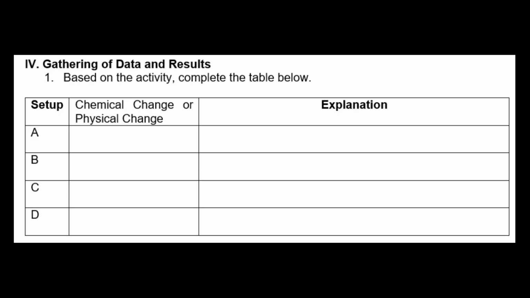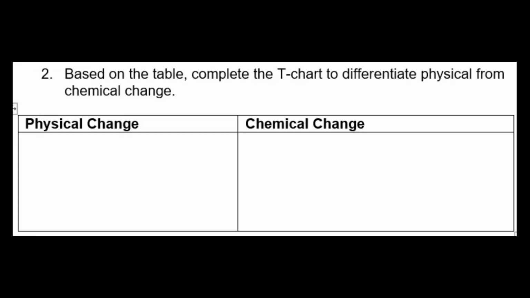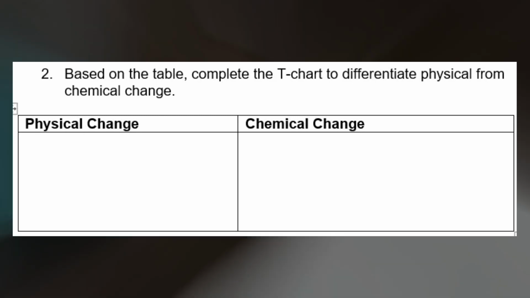must complete the table below. For setups A, B, C, and D, they will classify whether it is chemical change or physical change. And they have to explain why it is physical or chemical change. And next, based on the table, these students must complete the T-chart to differentiate physical from chemical change.